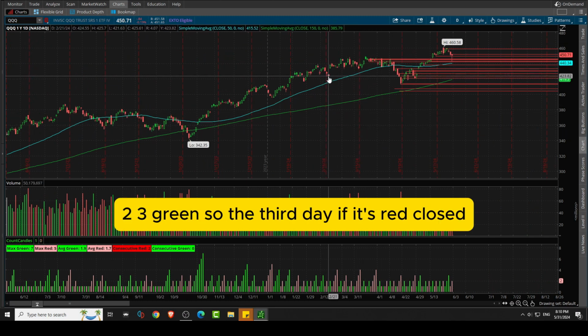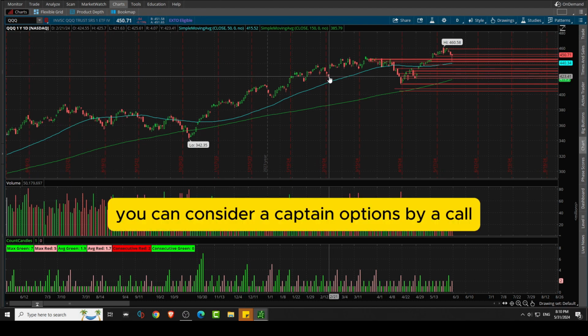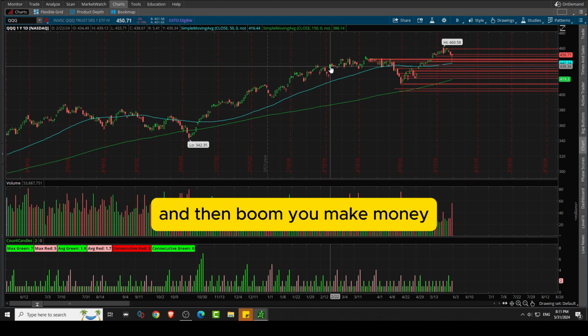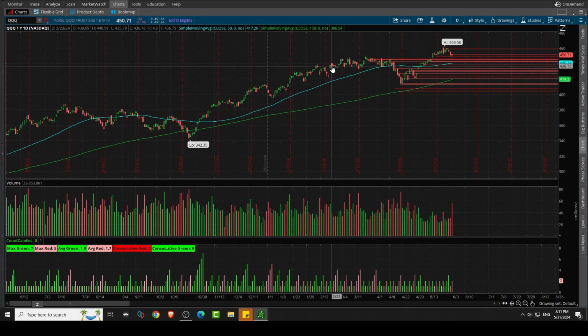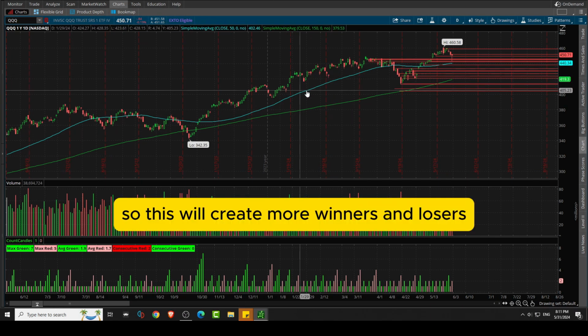So the third day, if it's red, closed, you can consider a gap play on options, buy a call, and then boom, you make money. So this will create more winners and losers.